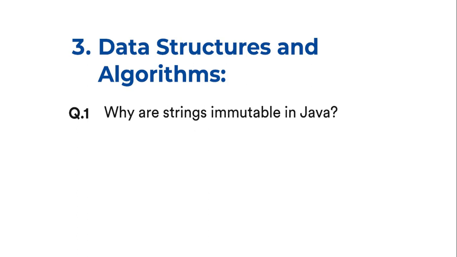So the important questions are, basically, data structures and algorithms. The first question is, why are strings immutable in Java? Basically, a string is a collection of characters. In technical terms, string is defined as a collection of characters. So the question is, why are strings immutable in Java?